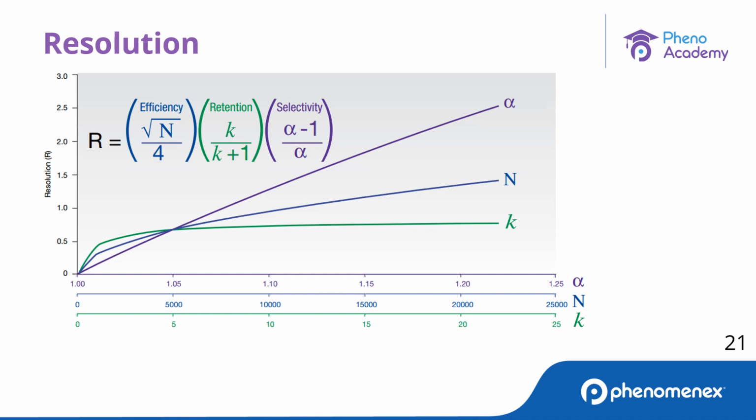So first about relative retention in green. Having at least some retention is important, of course, or else your analytes would elute in the void volume. But it quickly loses effectiveness in increasing resolution. So recommended is for relative retention to be between 2 and 10. As you can see, further increasing relative retention doesn't really increase resolution anymore. It just makes you have to wait longer until your analytes have eluted.